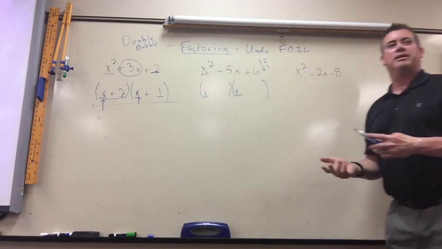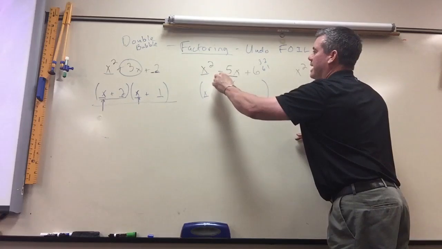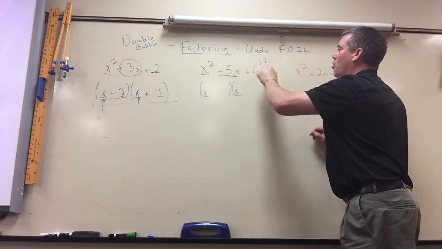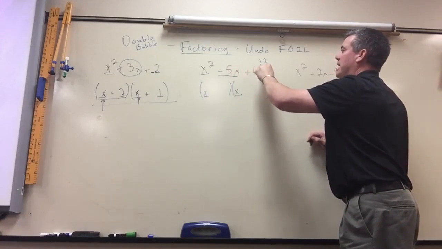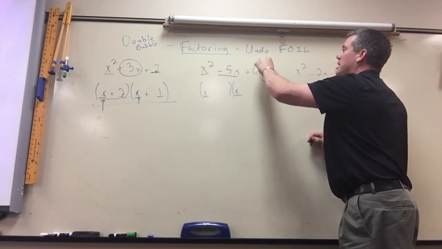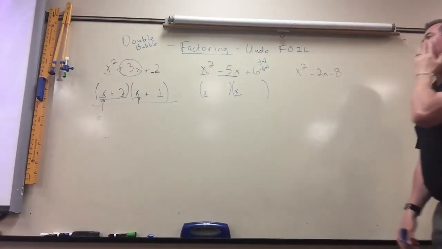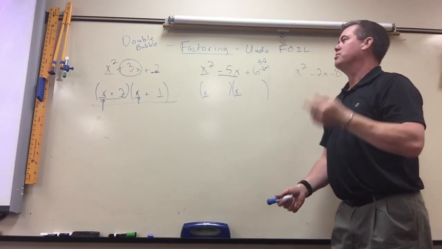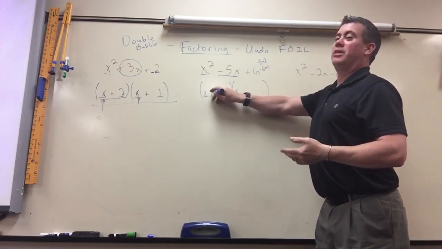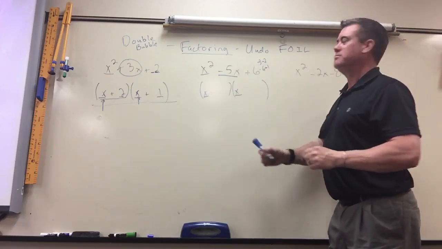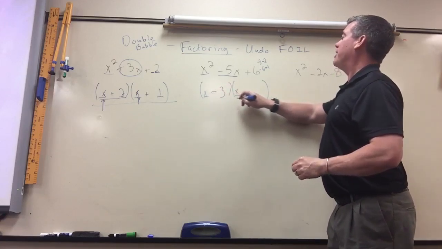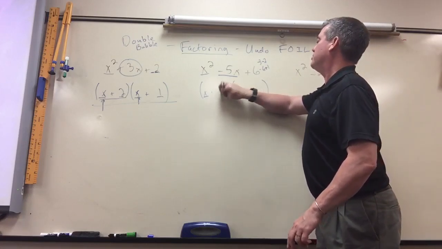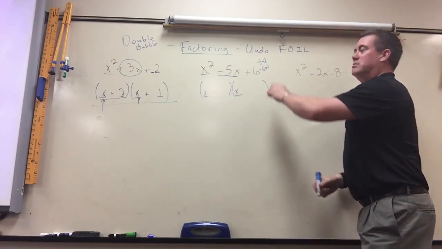So this is where the trial and error comes in. I can get a -5 if I take a -3 and a -2, right? Or I could get a -5 if I took a -6 and a +1. So it's possible that they both work. Well, only one will work, but you have to try both. They won't both work, because you have a +6 at the end. So let me do the one that doesn't work first.